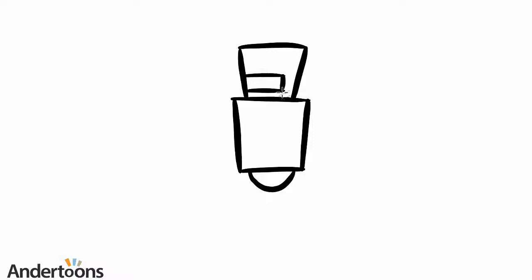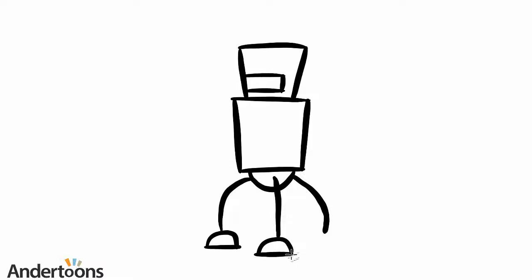Now, because he's a robot, we can put as many legs as we want to, and I'm going to put three legs on him. For his feet, I like to use sideways letter D shapes. They sort of look like plungers to me. Now let's give him some cool robot arms. There we go.